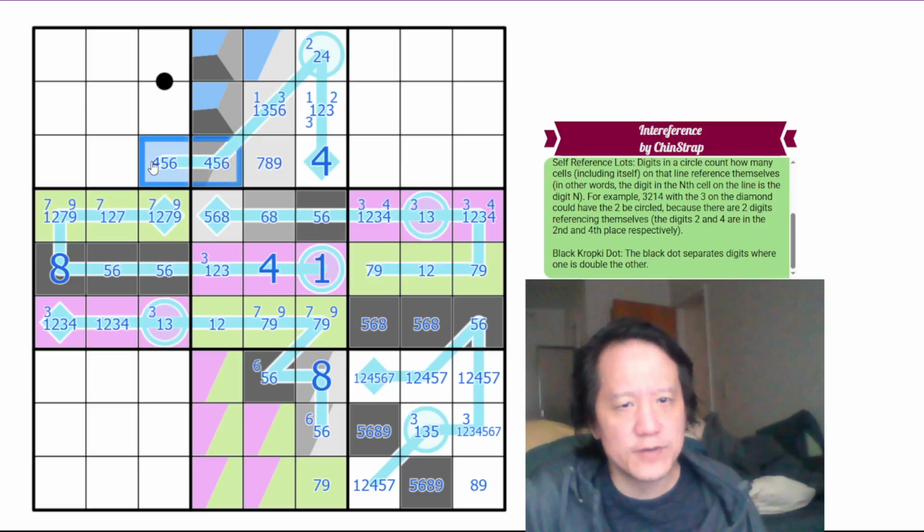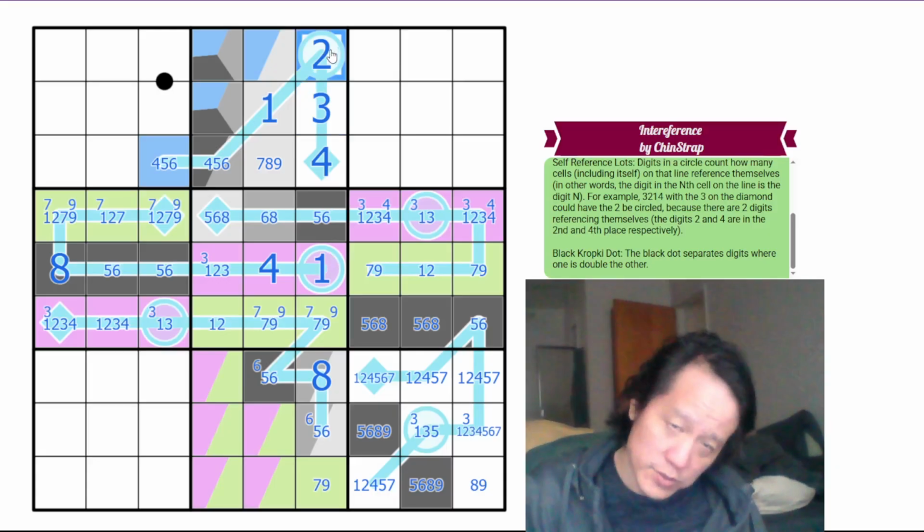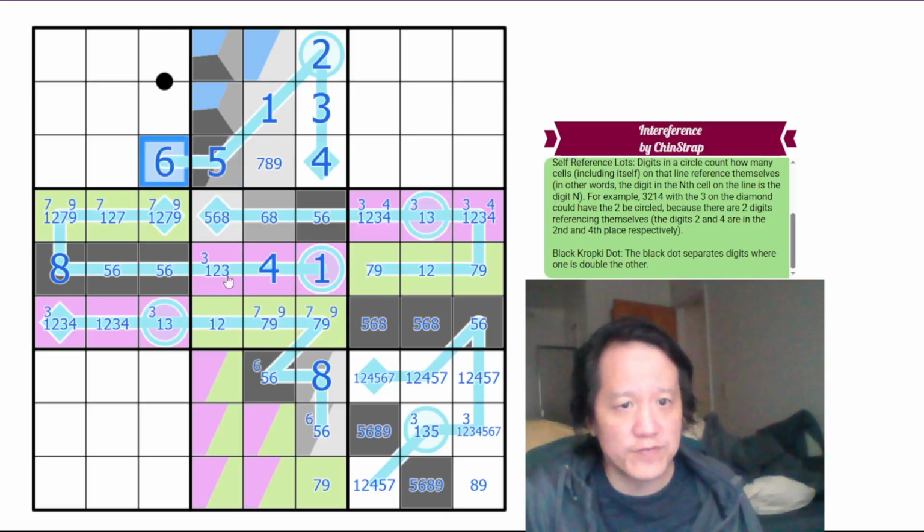Which makes this a 5, 6 pair. So that points this to 1. That means this is 2, that's 3. So the 2 and the 3 are referencing each other, 1 and the 4 are referencing each other, therefore this must be 5 and 6. This is 1 referencing itself.